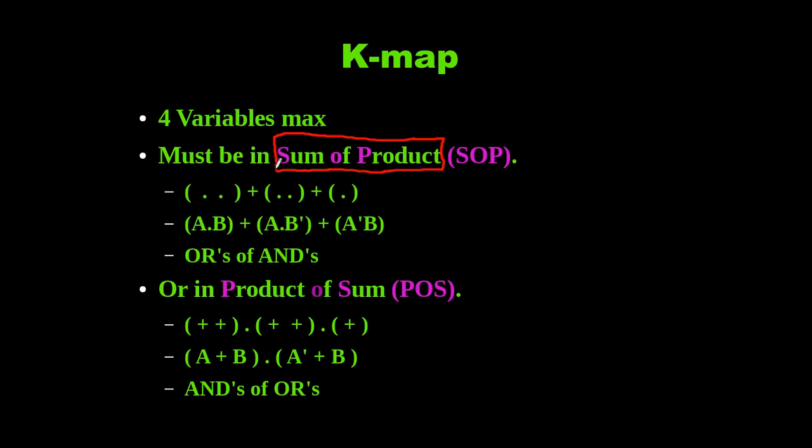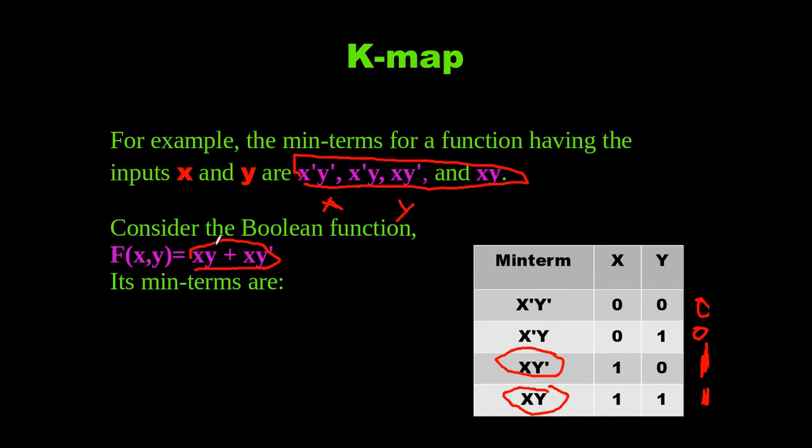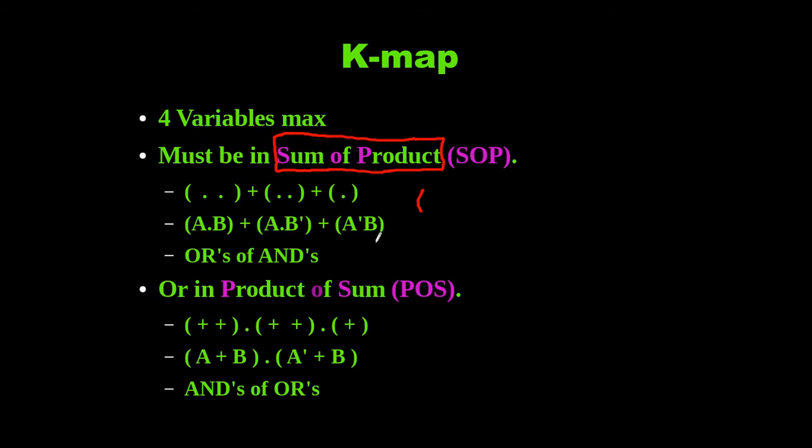It's sum of product, or POS, product of sum. Sum of product means what? For example, this is sum of product: X and Y, X and not Y. Product of sum, what's this? X plus Y, that's product of sum, but we want sum of product. So hopefully you get what sum of product is. This is AB. This is a sum of product. Sum of products, products of sums: ORs of ANDs, ANDs of ORs. This is what this means.